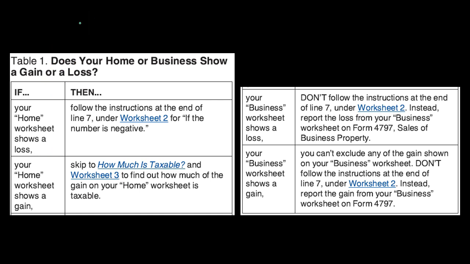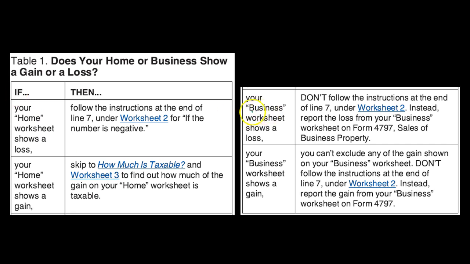So here we have Table 1. We've got the if-then type of worksheet. So Table 1, if your home or business shows a gain or loss. So if your home worksheet shows a loss, then follow the instructions at the end of line 7 under Worksheet 2 for if number is negative. And then if your home worksheet shows a gain, then skip to how much is taxable and Worksheet 3 to find out how much of the gain on your home worksheet is taxable.